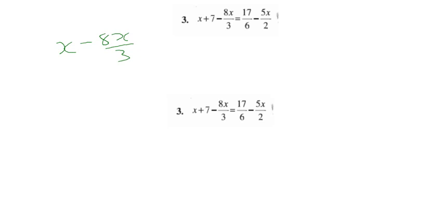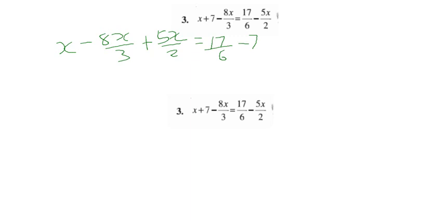So if I take it on the left side, it becomes positive 5x divided by 2. And now if I take this 7 from the left side to the right side, it becomes negative, and 17 divided by 6 was already there, so it becomes negative 7. So now we moved every x to the left side and the numbers to the right side.